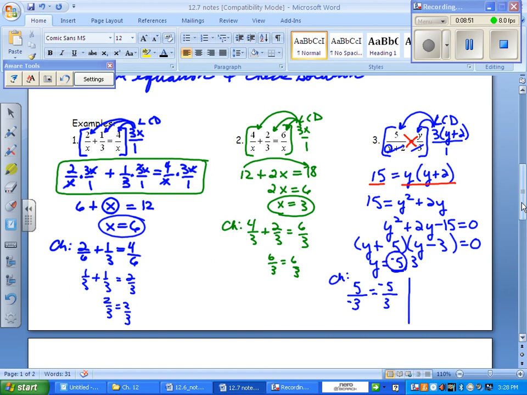Negative 5 works. Check 3, I have 5 over, putting 3 in for y, it's 3 plus 2, which is 5. If I put the 3 in the numerator of the next fraction, it's 3 over 3, and 1 equals 1 when you reduce those, so the 3 is also an answer. So both check, and so you circle both.